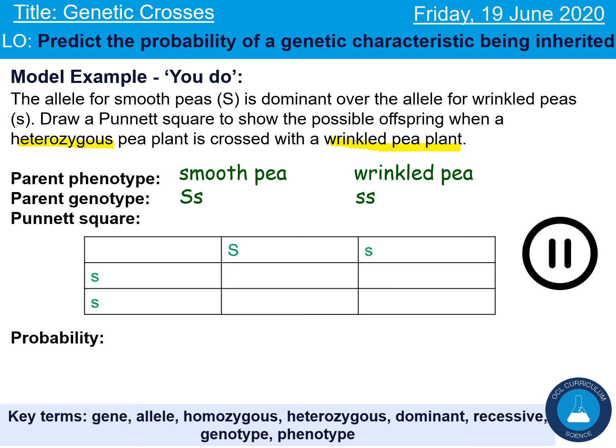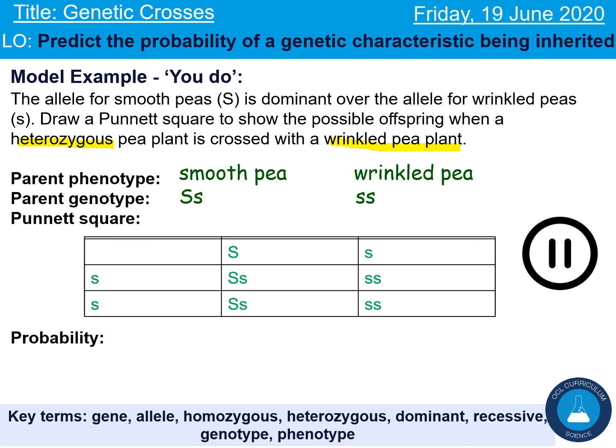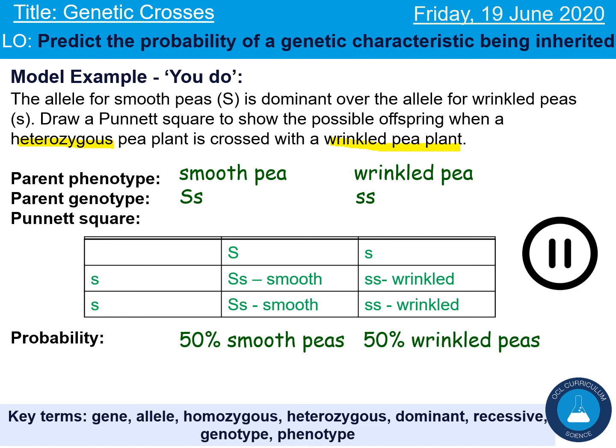In your Punnett square, you would have first identified your parental alleles at the top and at the side. You would have carried out your cross to look at the probabilities of each genotype and phenotype in your offspring, and you would have realised that there's a probability of 50% of the offspring being smooth and a probability of 50% of the offspring being wrinkled. The ratio expected would be 1 to 1.